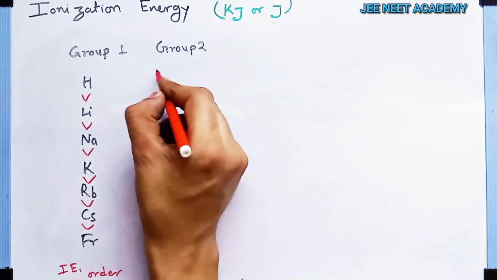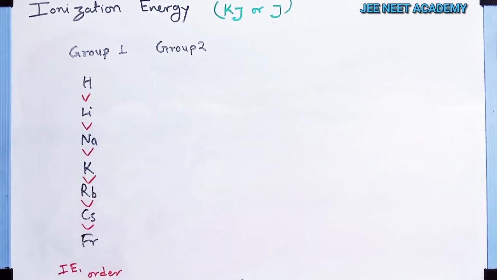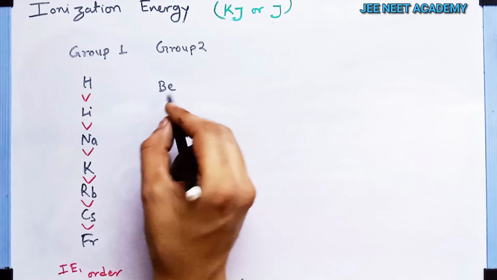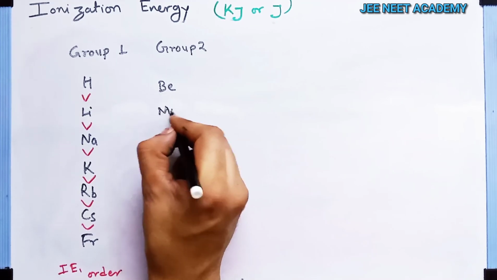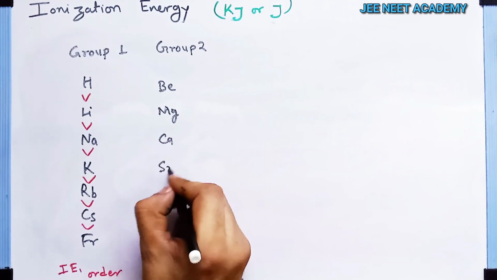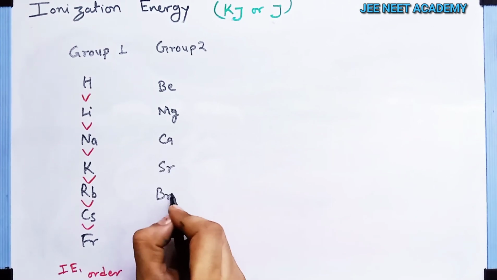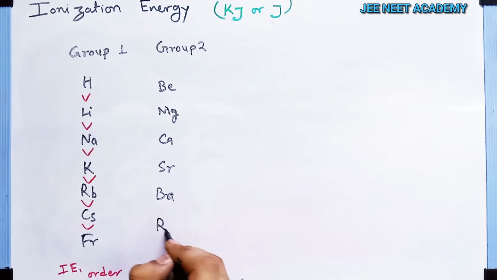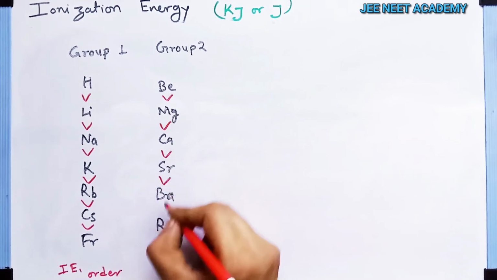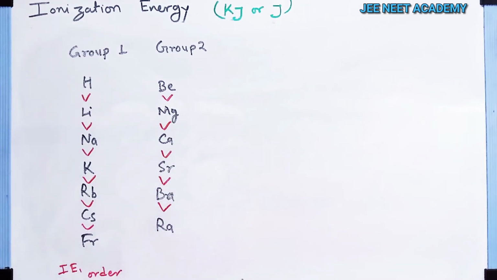For group 2, beryllium, magnesium, calcium, strontium, barium, radium, the order will be the same. Down the group, ionization energy will decrease.